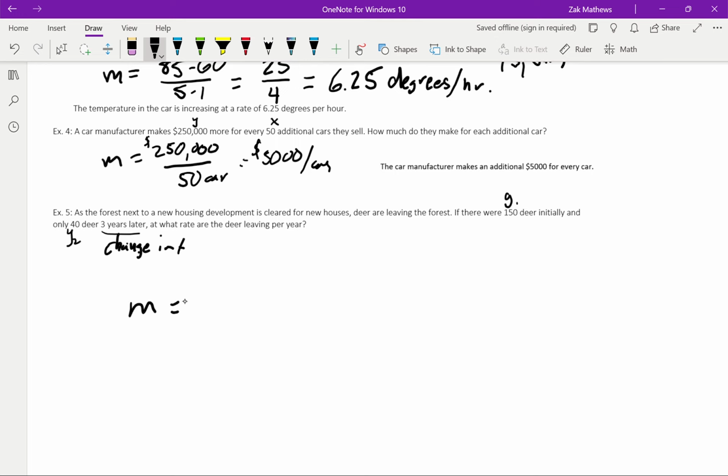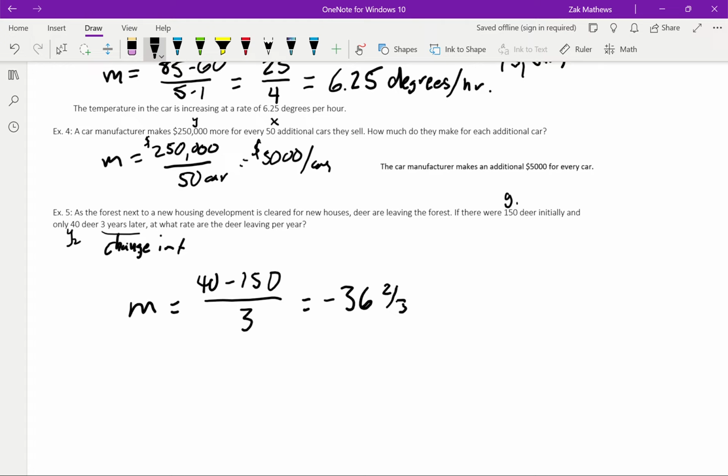On one hand, I'm going to have to calculate the y2 minus y1 on the top. I have 40 deer now, or y2 is 40. 150 was the initial. And how much time has passed? 3 years. So we're going to take our 40 minus our 150 first. That'll give us negative 110. Then we're going to divide that by 3, and we get negative 36.6666 or negative 36 and 2/3.